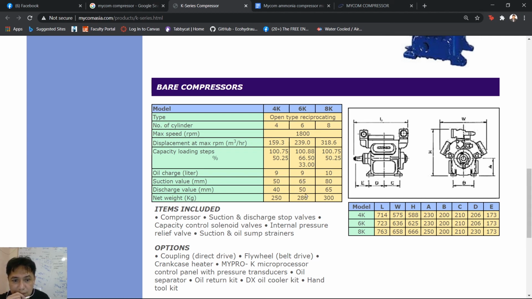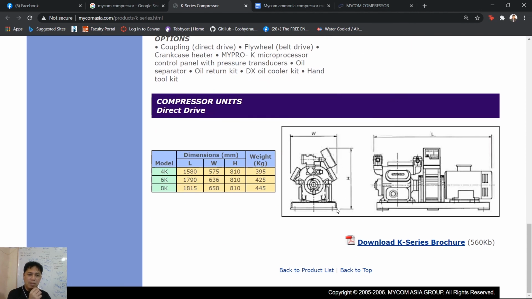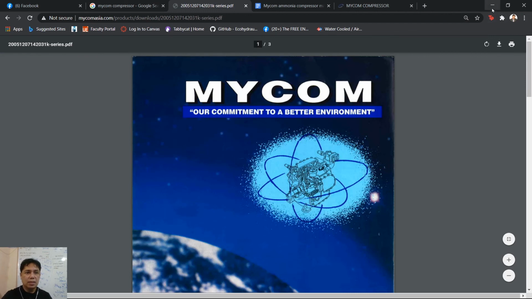Ito 65 mm, no? More than 2 inches, ito 50, 2 inches lang, no? Kasi 25 yung 1 inch, no? Then ito 80, ito is 65. Then ang bigat 250, 280, and 300 kilos, no? So ngayon, ito yung mga length with height, mga dimension natin, no? So pwede nyong i-download ayang mga yan. Subukan natin i-download to, automatic naman, eh, no? Yan, no? So na-download na natin.